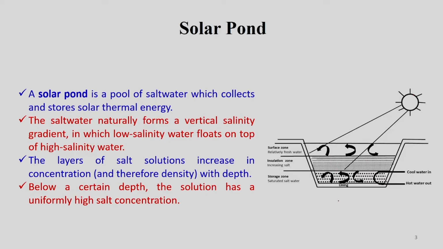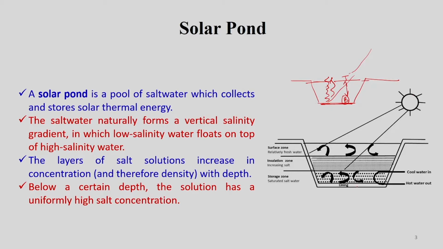So, what is the difference between a solar pond and a normal pond? In the case of a normal pond, what happens? The solar radiation received from the sun reaches the bottom, and a convective current is generated. Because of that, the temperature difference between the top layer and the bottom layer is very small.